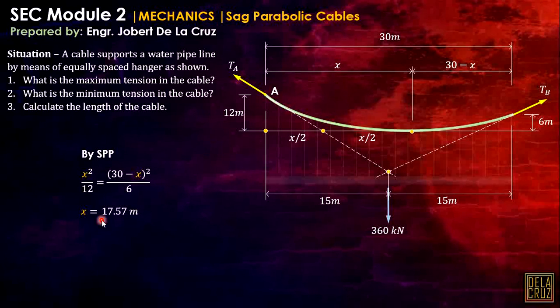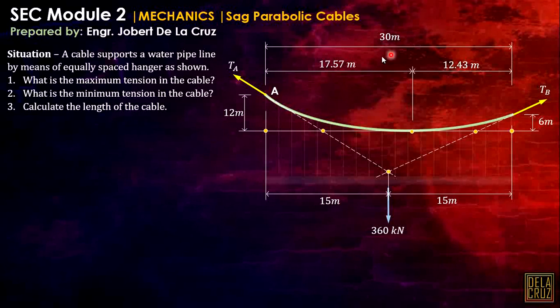So, what's next? Let me substitute that. And of course, this is 30 minus 17.57, that is 12.43. Now, after we know this, we can calculate this one, that is x over 2 or 8.79. Half of this, the same here. Of course, this also, half of this, they will meet halfway. Is that clear?